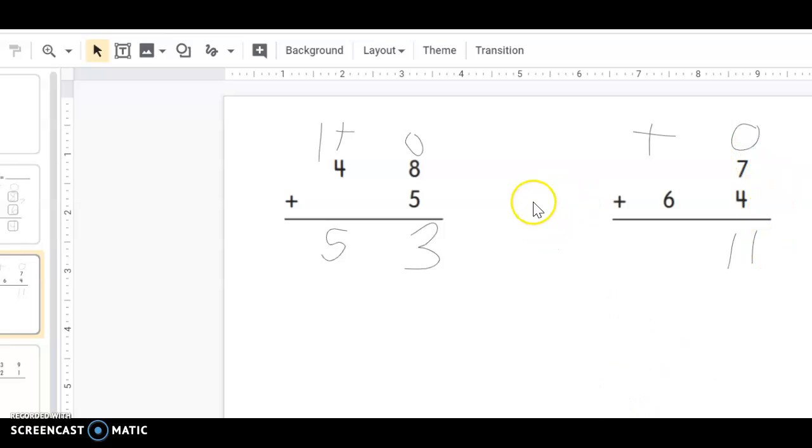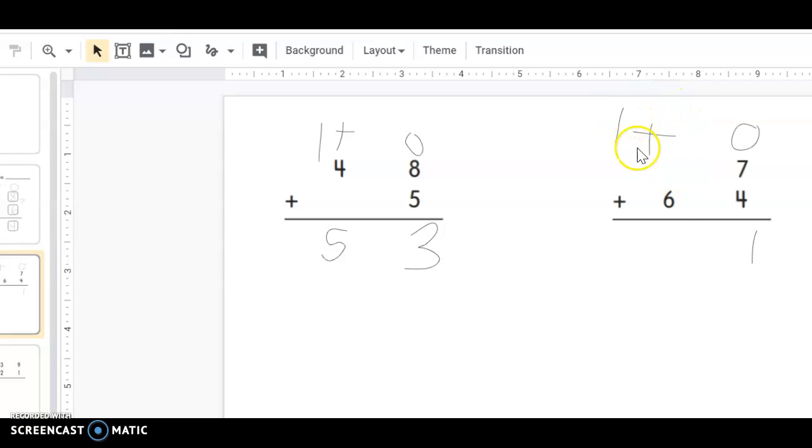Are we all good? What? We're not all good. That must mean I have to regroup. So what do I need to do? Put my 10s up high and my 1s down low. It's still the number 11. I just regrouped one of those 10s up high.